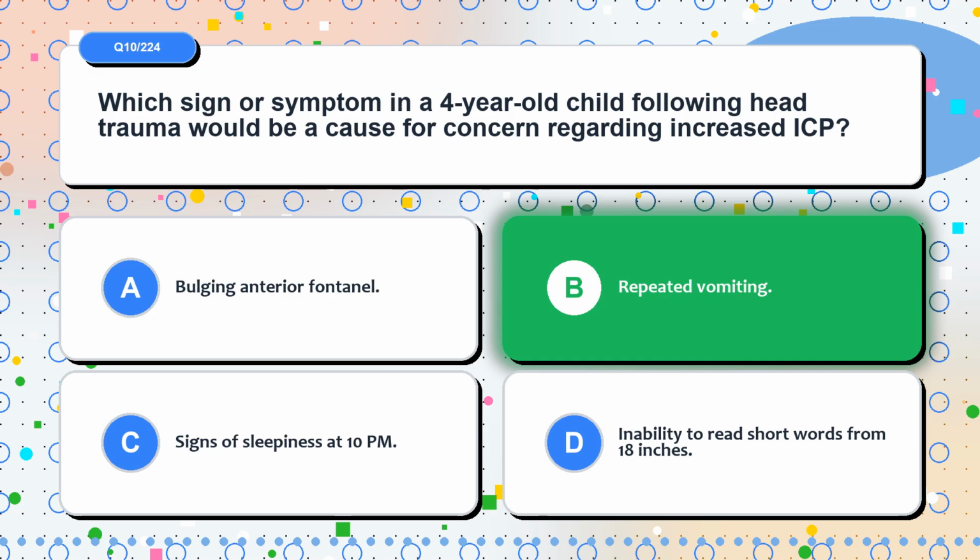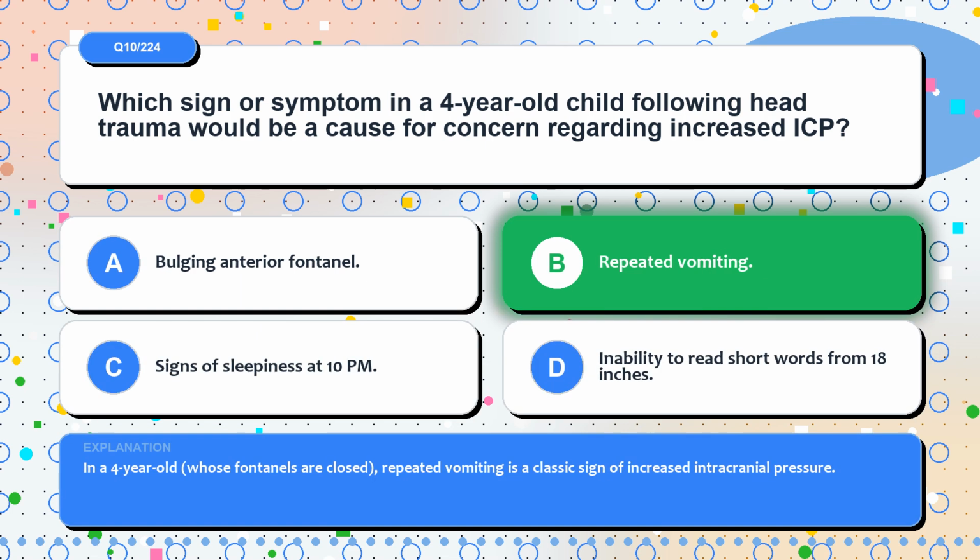The correct answer is option B. Repeated vomiting. In a 4-year-old whose fontanelles are closed, repeated vomiting is a classic sign of increased intracranial pressure.